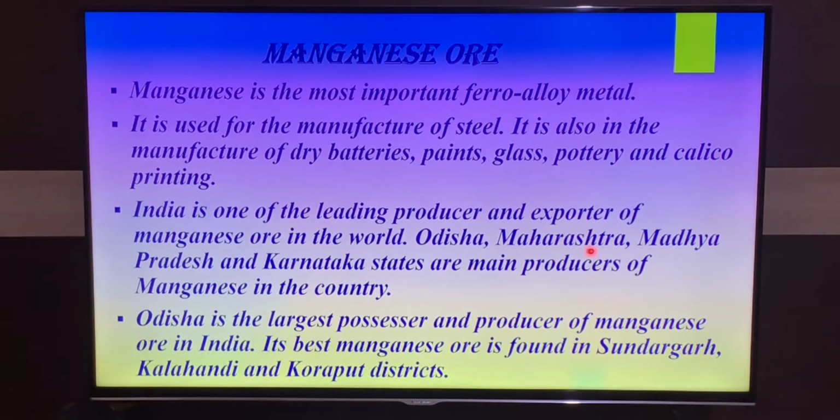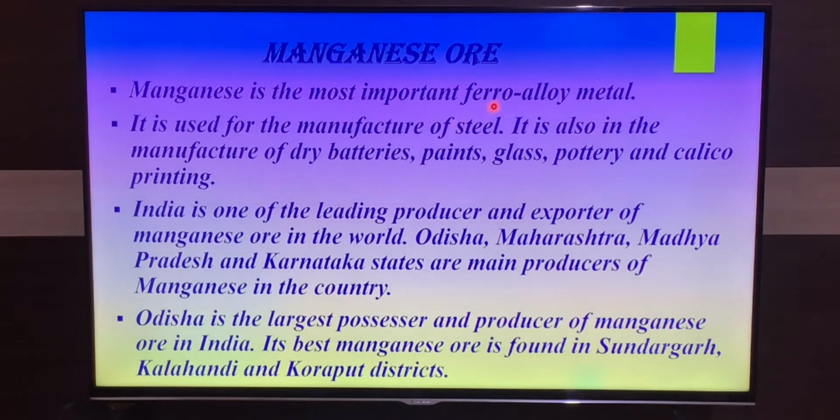Odisha, Maharashtra, Madhya Pradesh and Karnataka states are main producers of manganese in the country. Odisha is the largest possessor and producer of manganese ore in India. The best manganese ore is found in Sundargarh, Kalahandi and Koraput districts.